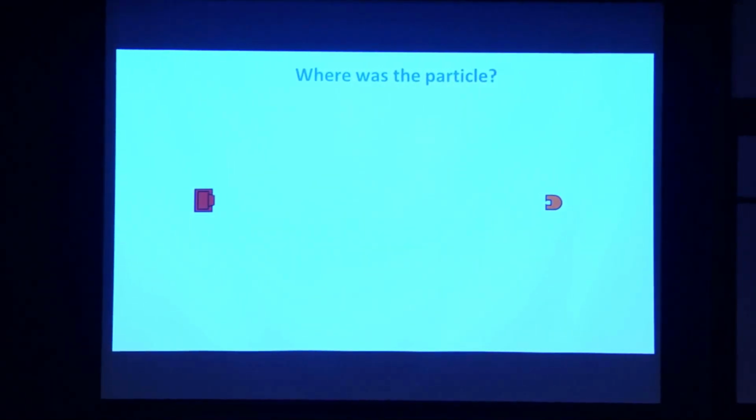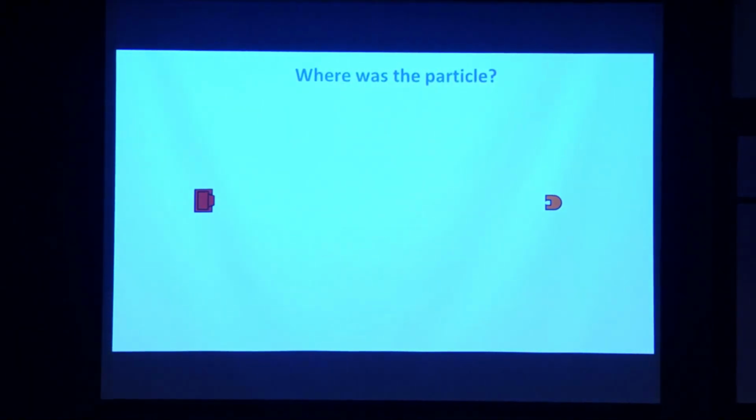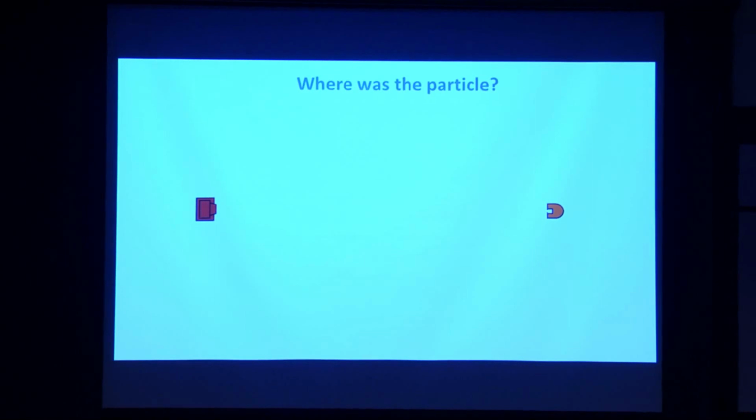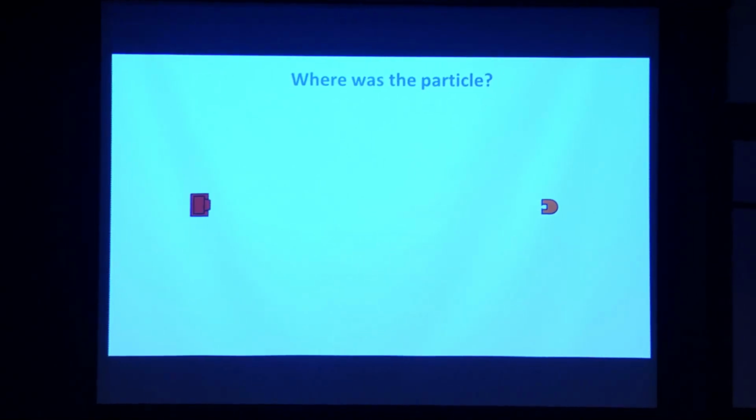So let's start with a very simple scenario. I have a source, like a single photon source, for example, and I'm sending a photon, and I receive it in some detector. Now what I really want to know is how the photon got from the source to the detector. Where did it go?